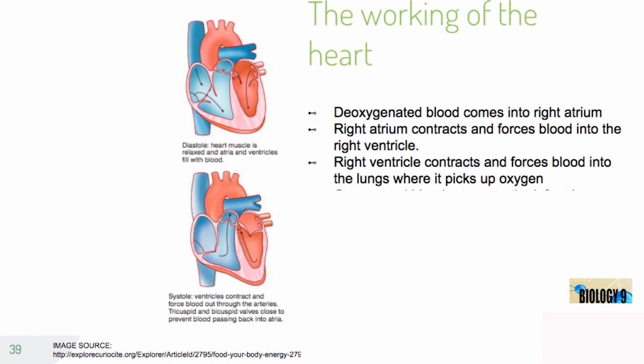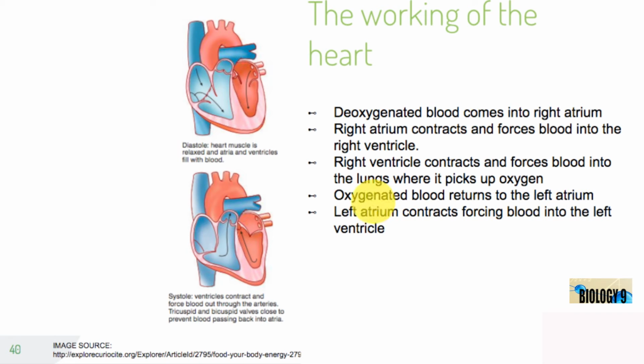So once the blood enters here, the right ventricle contracts and forces the blood into the lungs, where it picks up the oxygen. The oxygenated blood then comes back in to the left atrium, which is on the right hand side, and it's filling up this top part of the atrium here. The left atrium contracts, pushing it down into the ventricle.